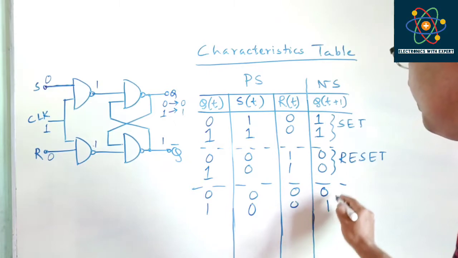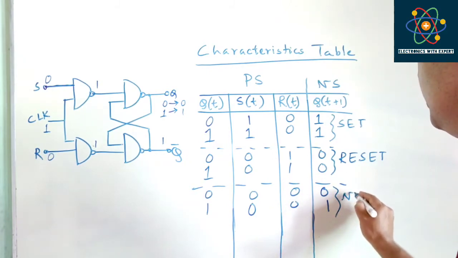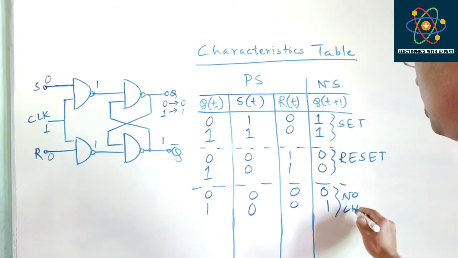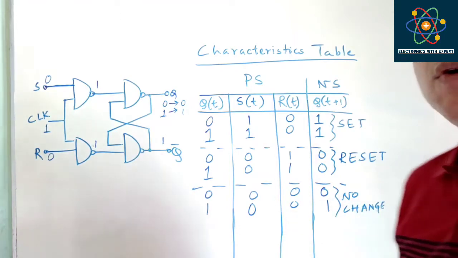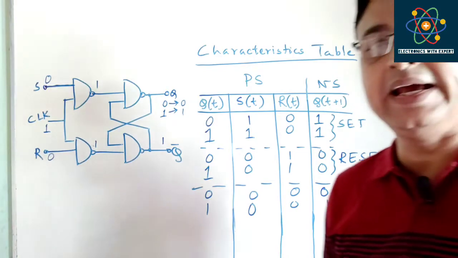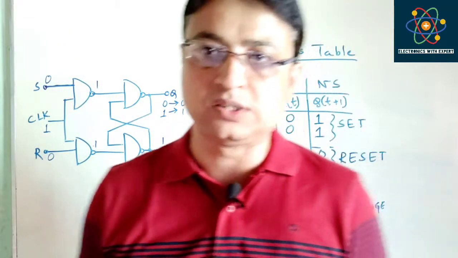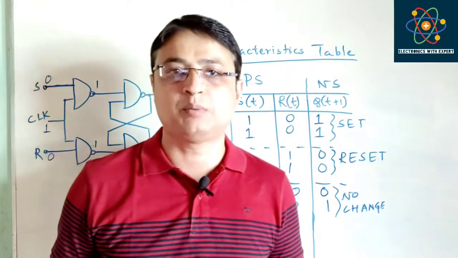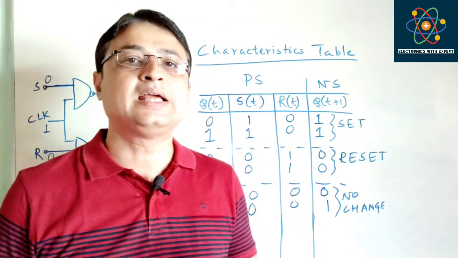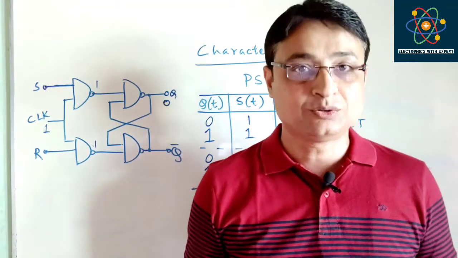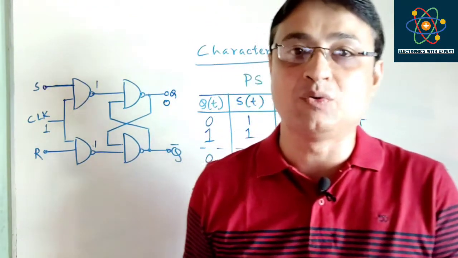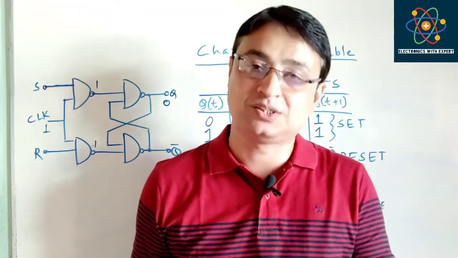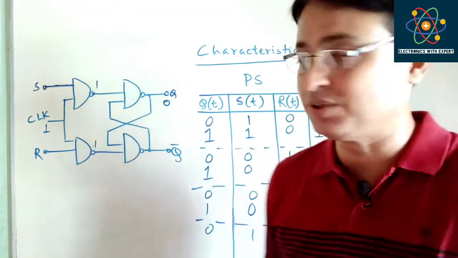That means this is the no change state. For this case, that is when S equals 0, R equals 0, the SR flip-flop is actually acting like a memory element. Now the last case, that is when S equals R equals 1, what happens to this circuit? Let's check this out.